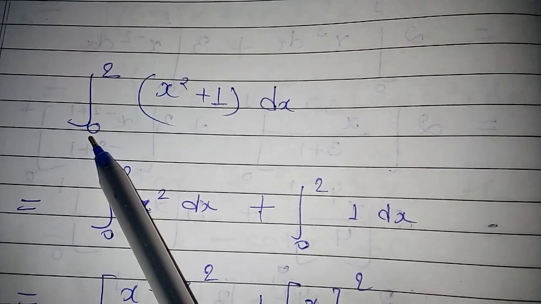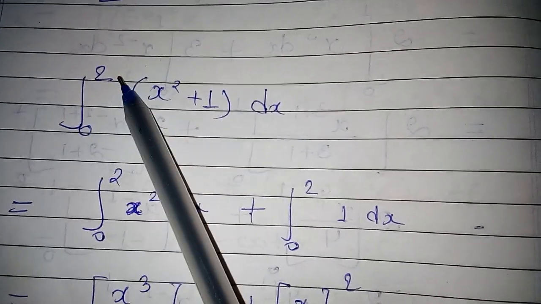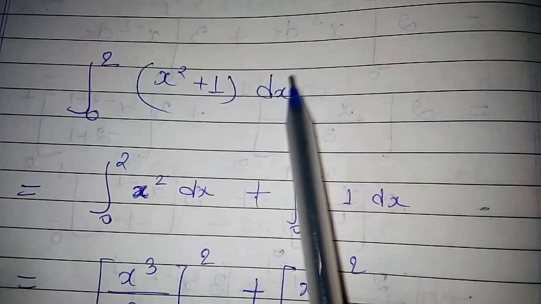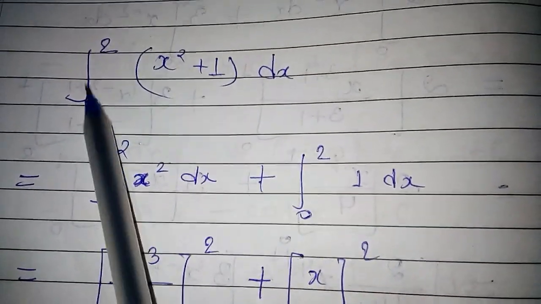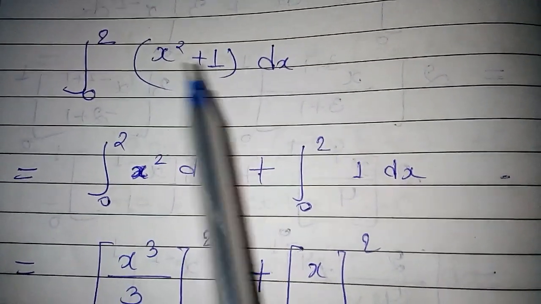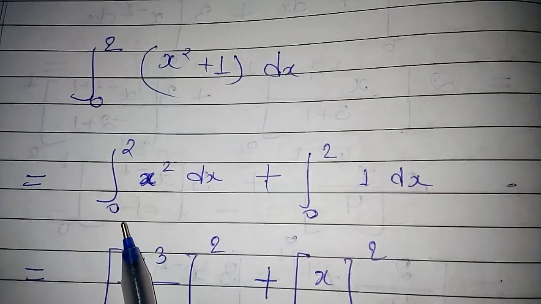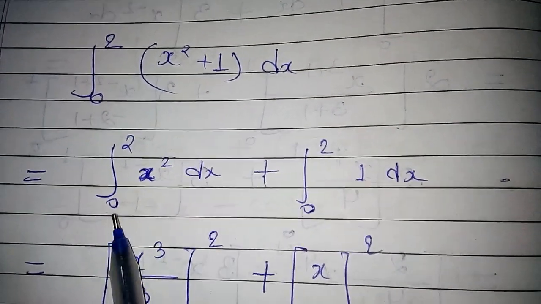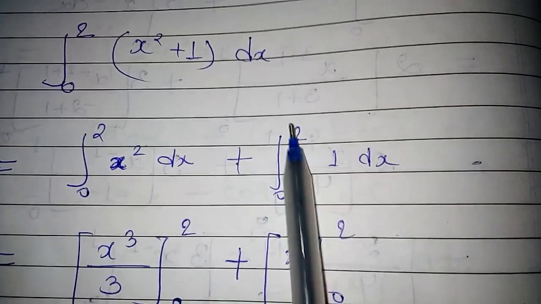Your question is the integration with the limit 0 to 2 of x square plus 1 dx. So what is your first work? To separate these two functions. Now separate it. So it is equal to integral 0 to 2 x square dx plus integral 0 to 2 1 dx.